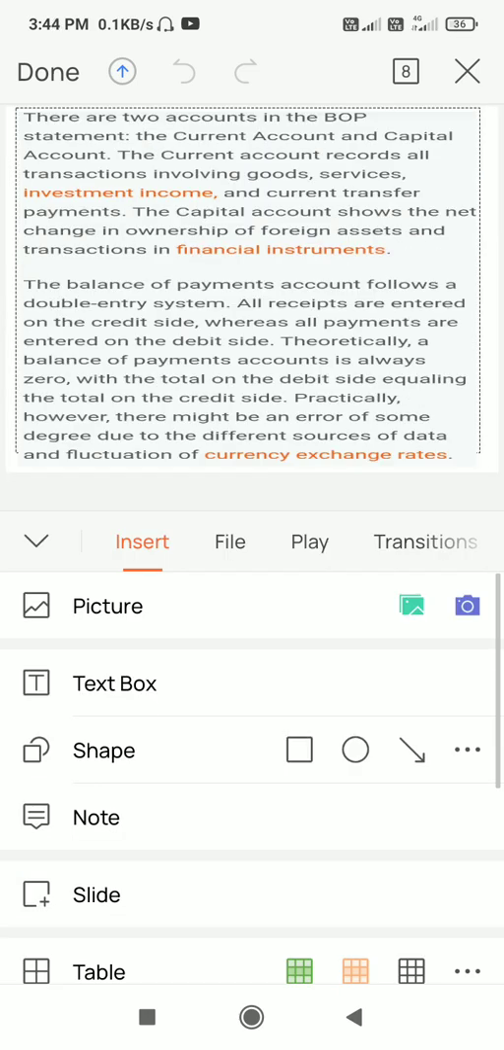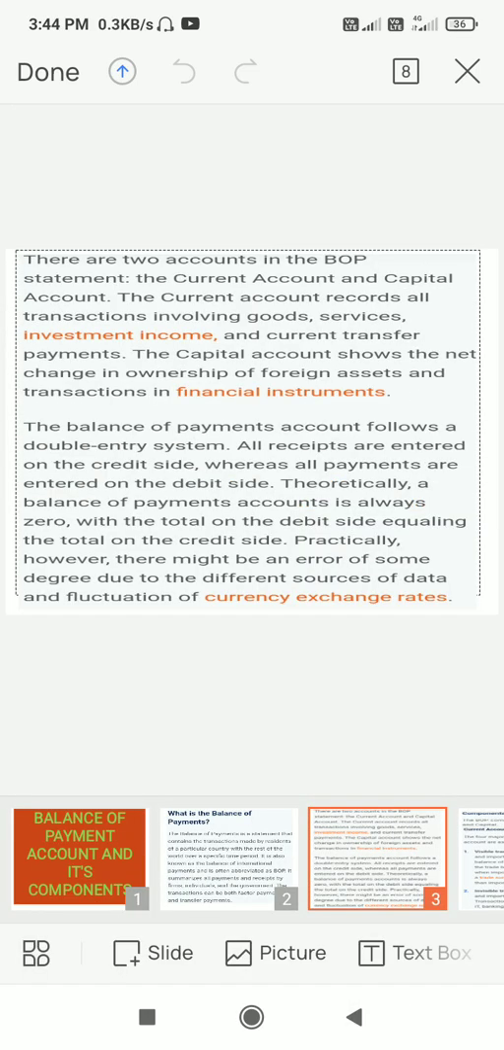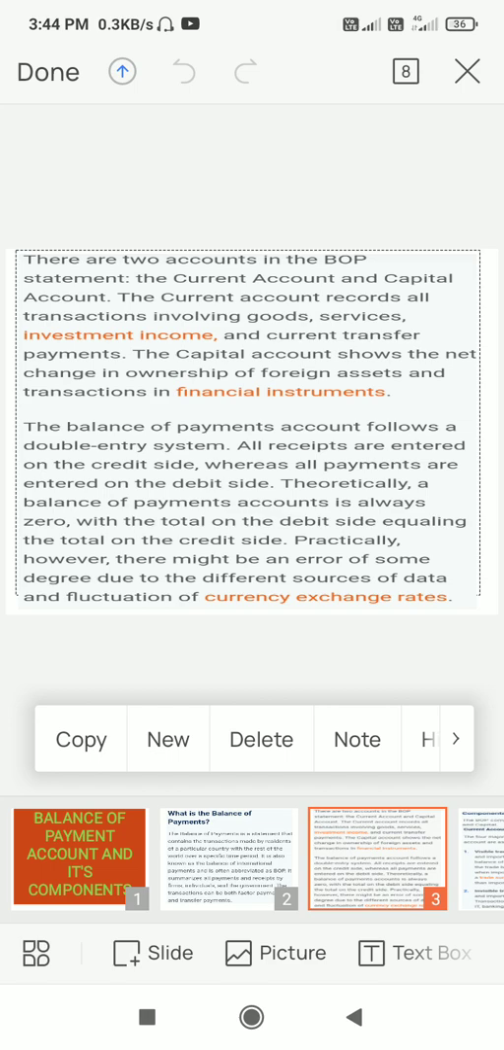In this category, again we need to discuss what are the types of accounts of balance of payment. There are two types of accounts in the BOP statement, that is called current account and capital account. The current account records transactions which involve goods, services, investment income, and current transfer payments. And the capital account shows the net changes in the ownership of foreign assets and transactions in financial instruments.